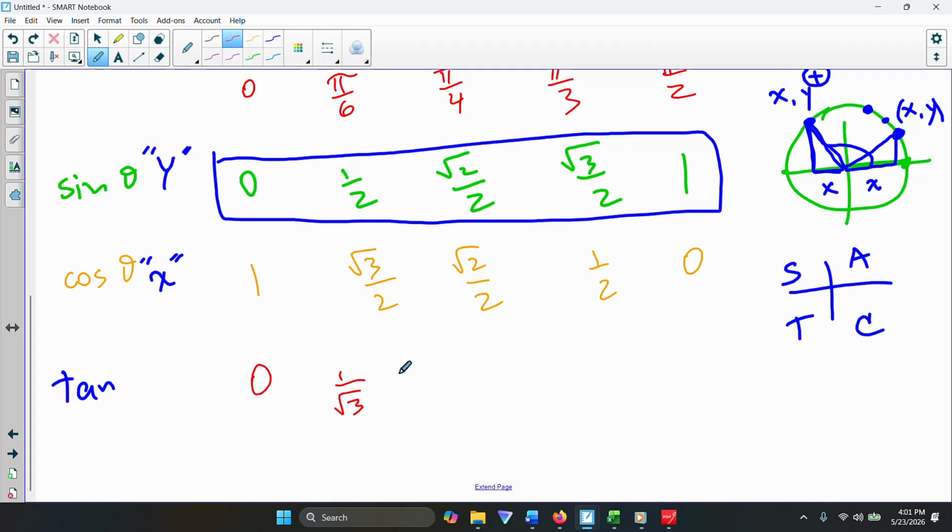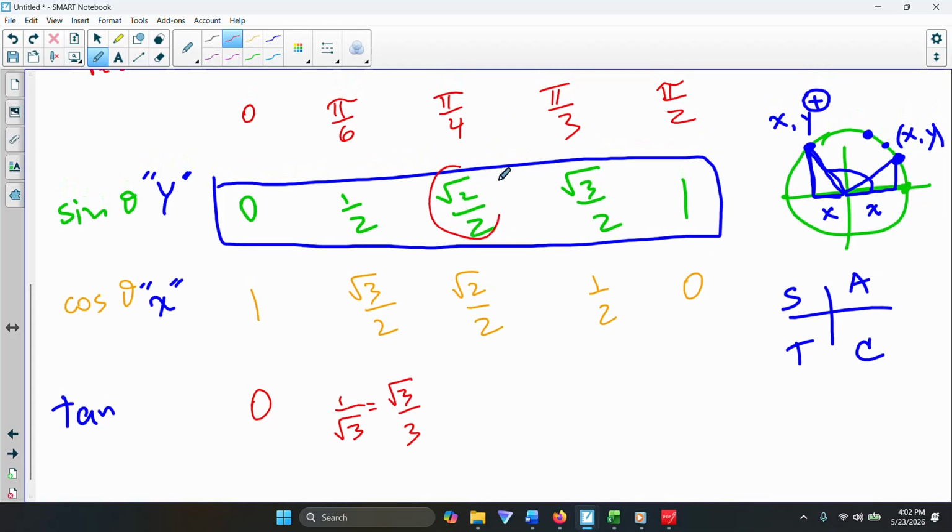Technically, if this is an FRQ on the AP test, you can leave it this way. This is a good answer. But typically we rationalize, which gives square root of 3 divided by 3. Either way is acceptable to me. What is tangent of 45 degrees, or pi over 4? Well, it's this number divided by itself.